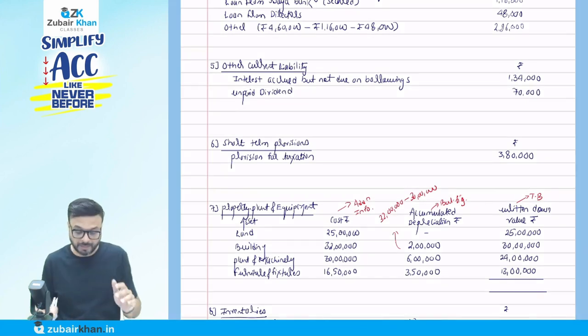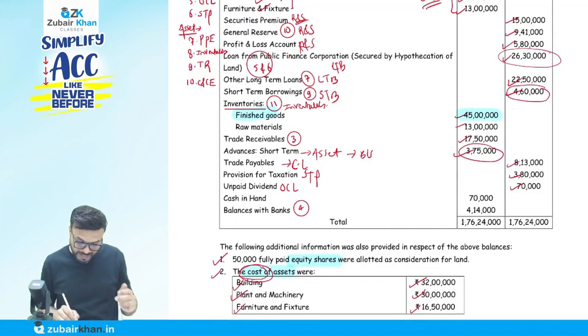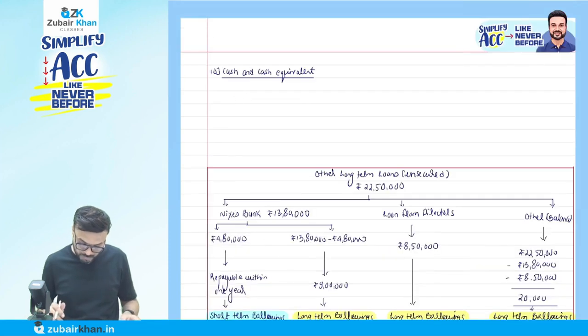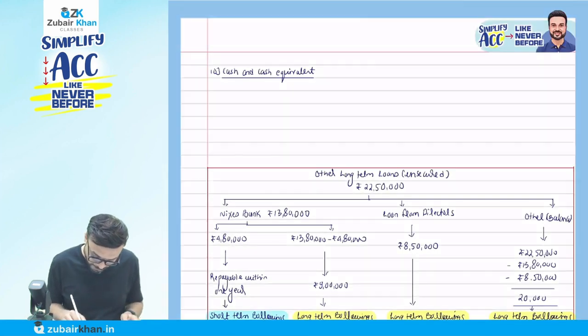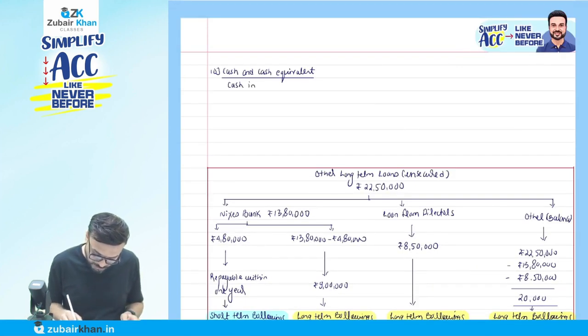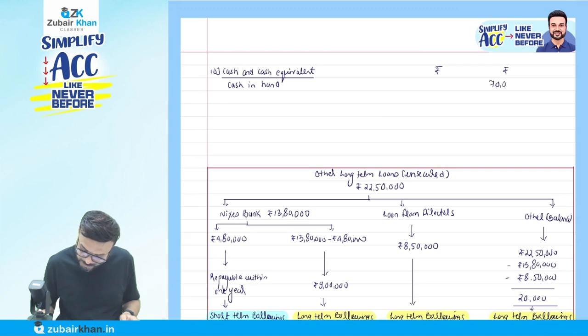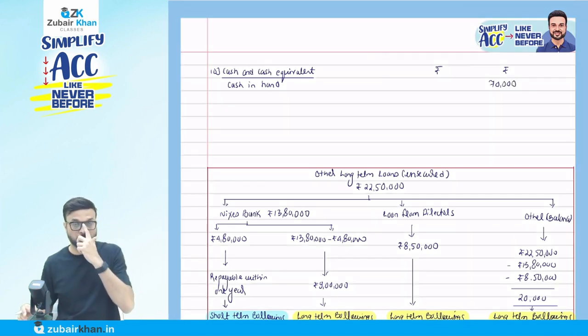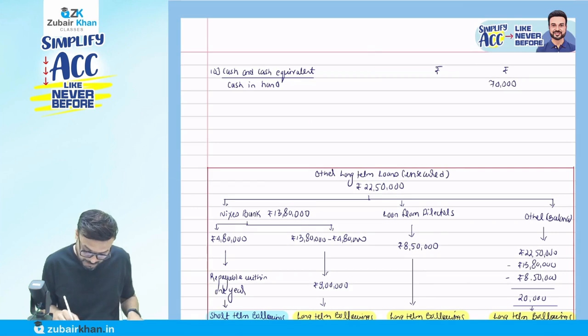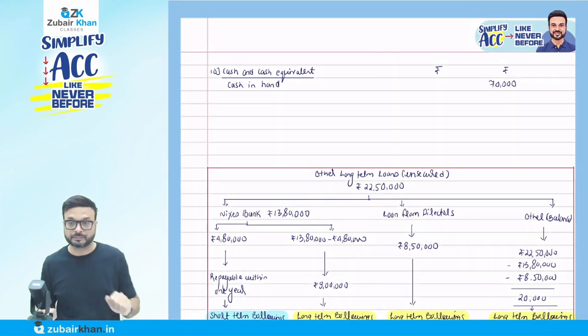Okay, next item now, that is, we have cash in hand. This is cash and cash equivalent 70,000. We prepare a notes account on it. Notes account number 10. Write down cash in hand. How much it is cash in hand? Outer column write down 70,000. Okay, cash in hand, 70,000. Okay, done.